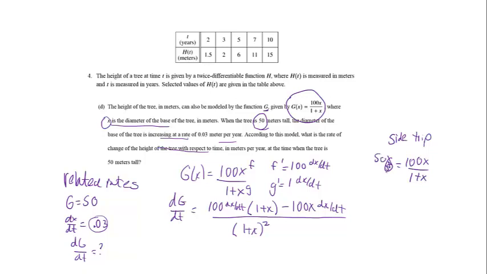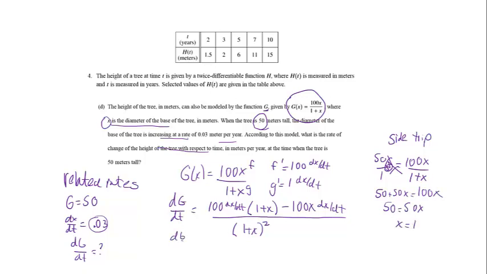So I'm going to go ahead and solve this for x. I'm going to cross multiply. So if I cross multiply, I'm going to get 50 plus 50x is equal to 100x. I'm going to subtract 50x from both sides, so I'll get 50 equals 50x. And so x will equal 1. So now I know my x is 1.